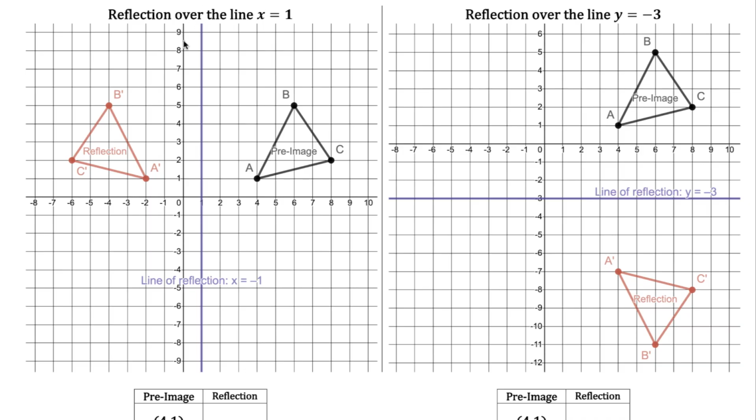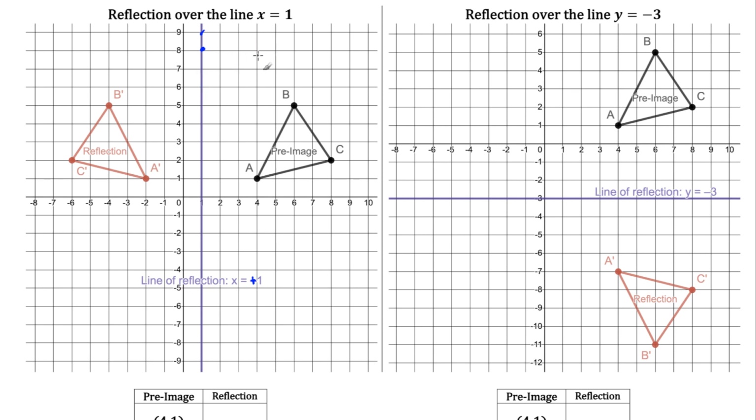All right, so on this first reflection, we have triangle ABC, and we are reflecting it over the line x equals 1. Remember, this is x equals 1 because if I pick this point, it's 1, 3, 1, 1, 1, -1, 1, 9. All these points on here all have an x that is 1, and then the y is different.